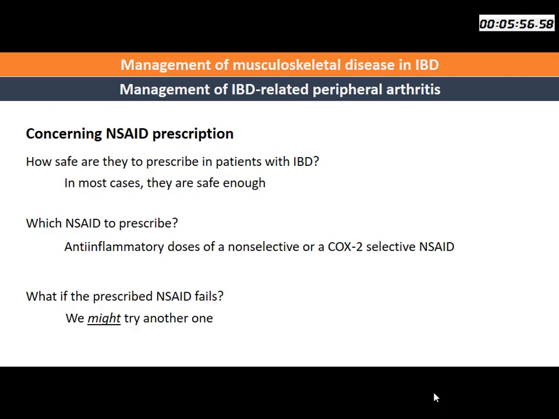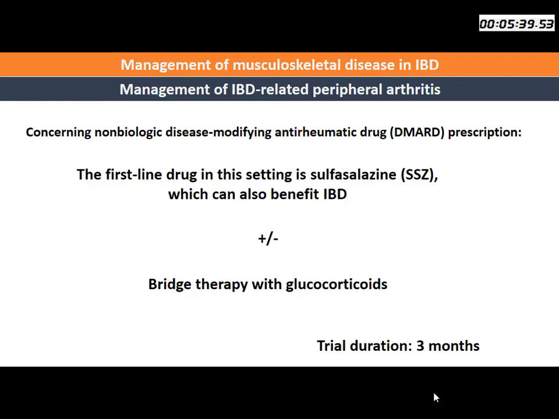But if one didn't work, that it did not improve the patient in 2 to 4 weeks, or it was not tolerated by the patient, those are the definitions of failure, we go for another NSAID. But we don't go for a third. We try only a second NSAID after that. And of course, we never combine two NSAIDs together.